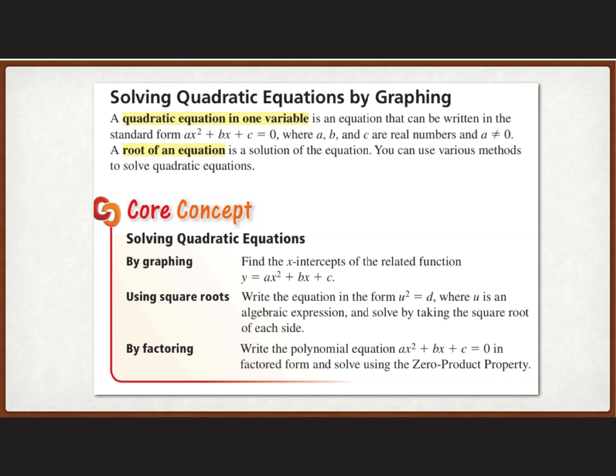So there's different methods we can solve quadratics by. A quadratic, again, is in this form. This is standard form, where it's a times x squared plus b times x plus c is equal to 0, where a, b, and c are real numbers, and a does not equal 0.